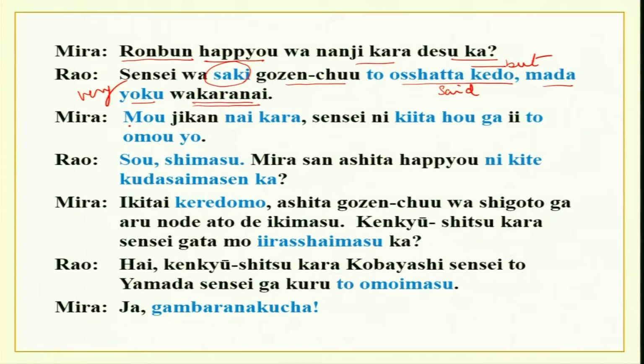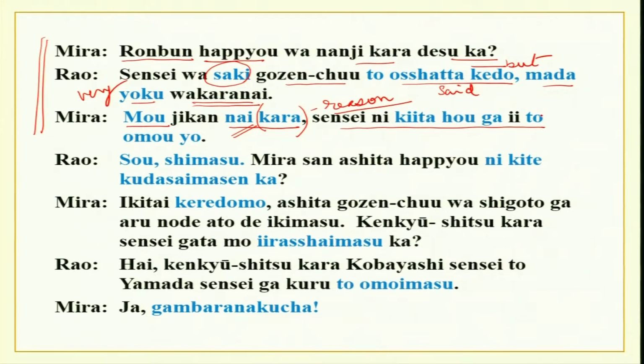Mou jikan nai kara. You can see very clearly that you don't have any time. Already there is very little time. Sensei ni kiita hou ga ii to omou yo. So, nai kara. Kara is reason, and if it is informal, then plain form of the verb is all right. Over here they are friends probably, or maybe studying at the same place, maybe in the same kenkyuushitsu, and they just use plain form. Mou jikan nai kara. Mou jikan arimasen kara would be more polite.